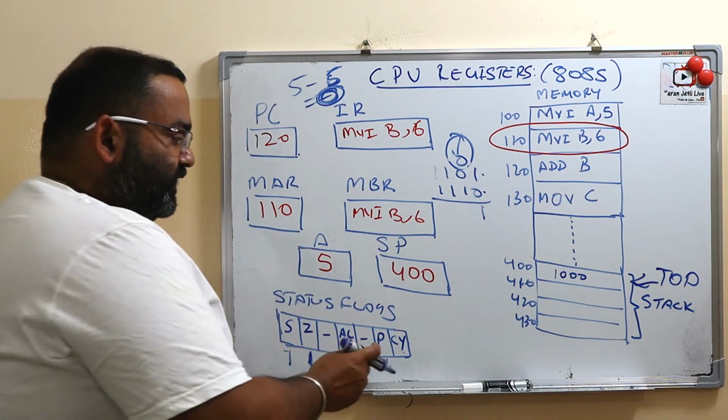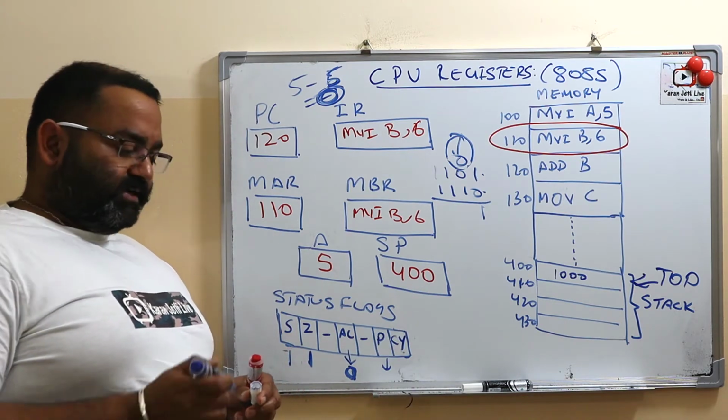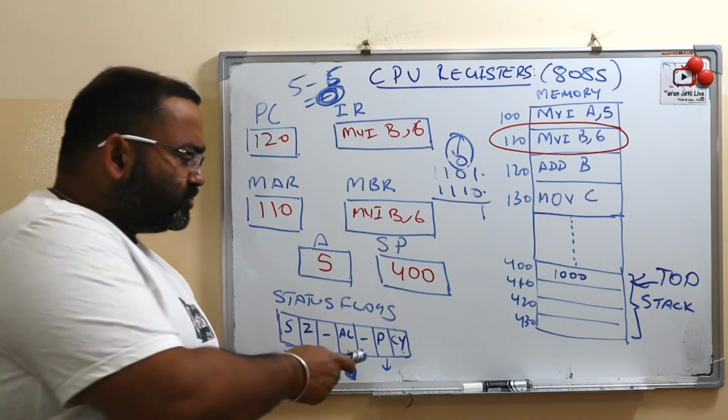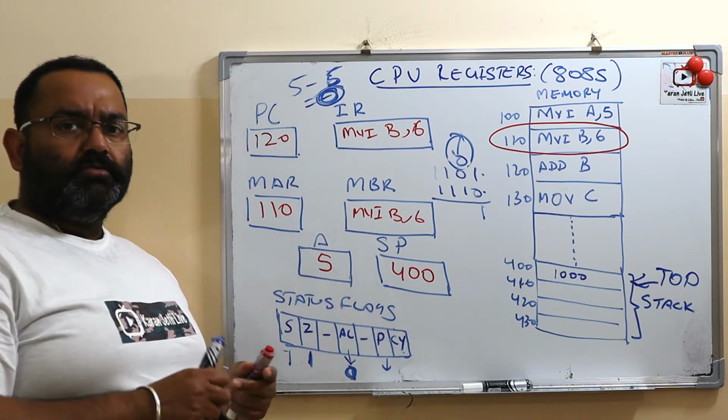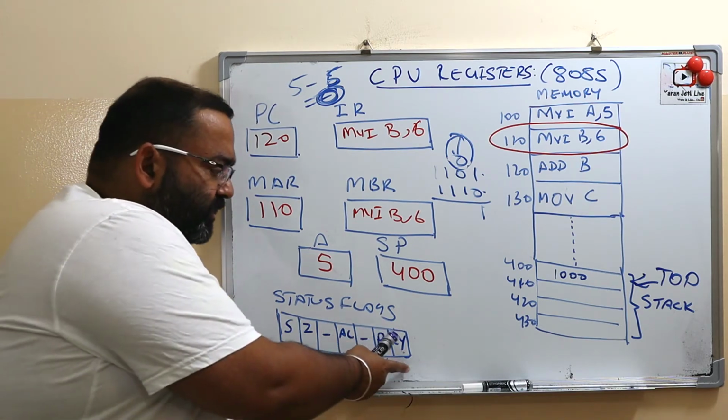Okay, so then we have the last bit. We call it as CY bit. So what is CY bit used? It is also a carry bit. But what is a carry bit? What type of carry bit it is?